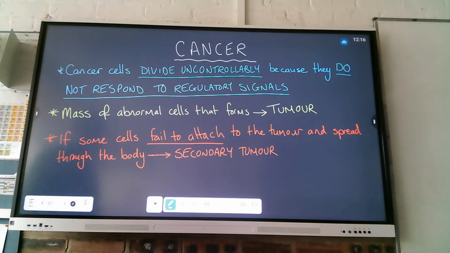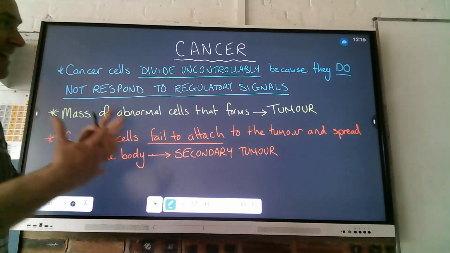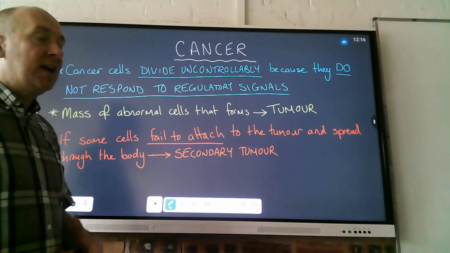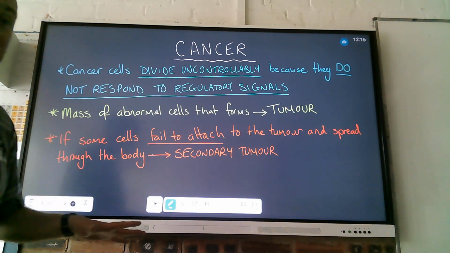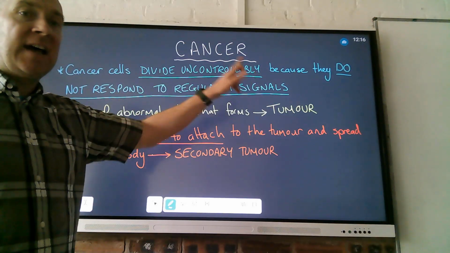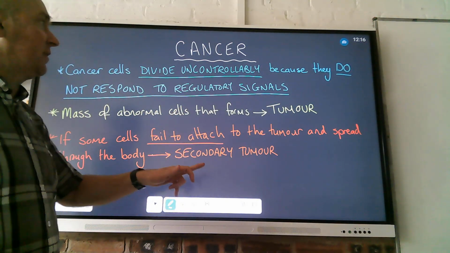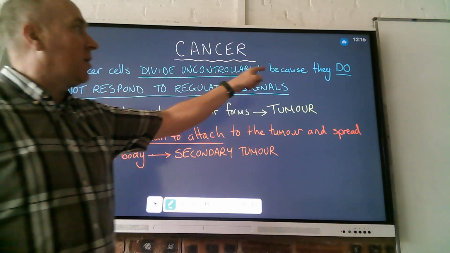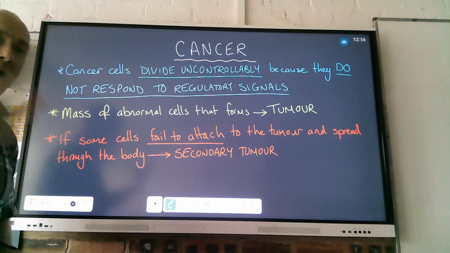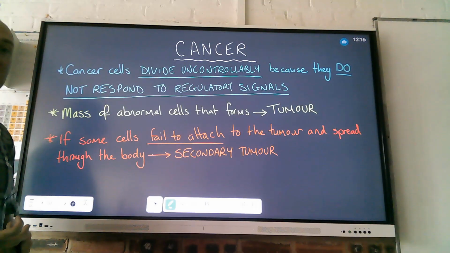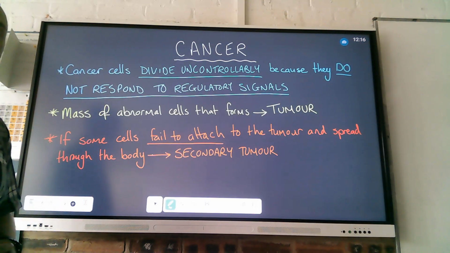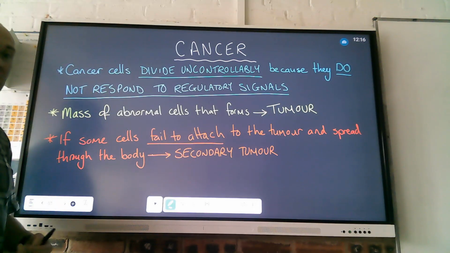And the final part is cancer. Cancer is in this topic because cancer is really just a fault in cell division. Cancer cells are exactly the same as ordinary cells, except they divide uncontrollably. You'll notice I've underlined that because that's the phrase I want you to use in exam questions. They divide uncontrollably because they do not respond to regulatory signals. Cells will normally be told when to stop growing by cells around them. Those are regulatory signals. Cancer cells don't respond to them. They just keep on dividing uncontrollably.